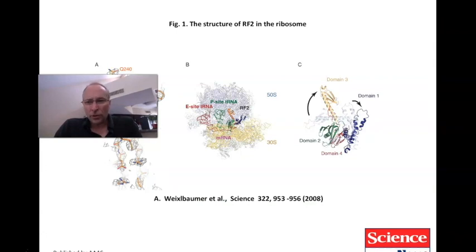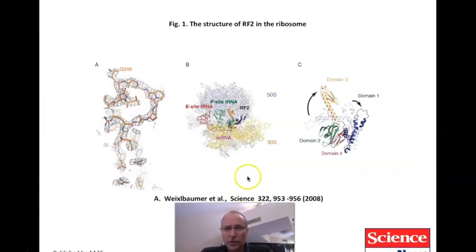Now, I just want to show you, this is a paper that's published a little over 10 years ago, and this is showing you a more realistic view of what the ribosome would look like if it were large enough to be seen with the naked eye normally. This particular ribosome that you're looking at here is a prokaryotic ribosome.